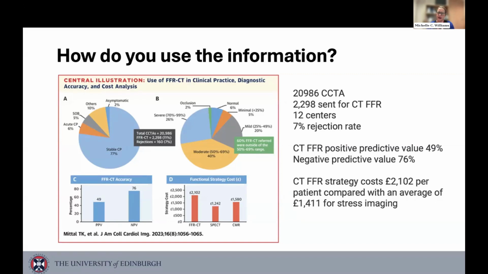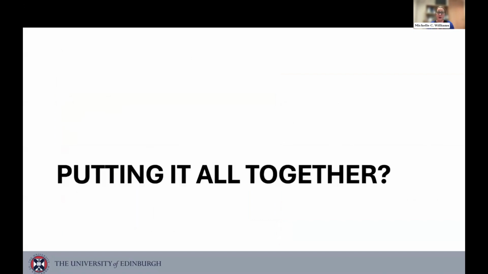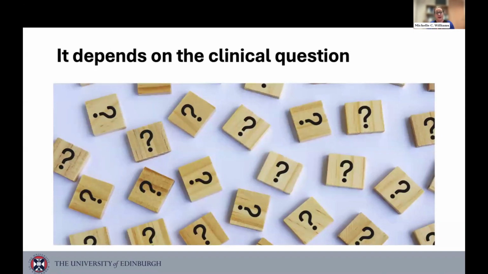So there's interesting things here about how we use that information for individual patients. There'll be some that it's very useful for, and others it's not so useful for. So we need to think carefully about putting it all together. And this really depends on what the clinical question is. It's all about the right test for the right patient with the right clinical question at the right time.